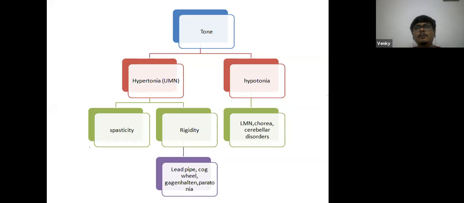So in UMN lesion, there will be hypertonia. In LMN lesion, there is hypotonia, flaccidity will be present. UMN lesion can show spasticity or rigidity. Rigidity can be lead pipe rigidity, cogwheel rigidity, Gegenhalten, and paratonia. Okay, you don't need to remember this rigidity, just forget it, remember the spasticity alone. Hypotonia: in LMN lesion you will see hypotonia. The other conditions associated with hypotonia are chorea and cerebellar disorders.